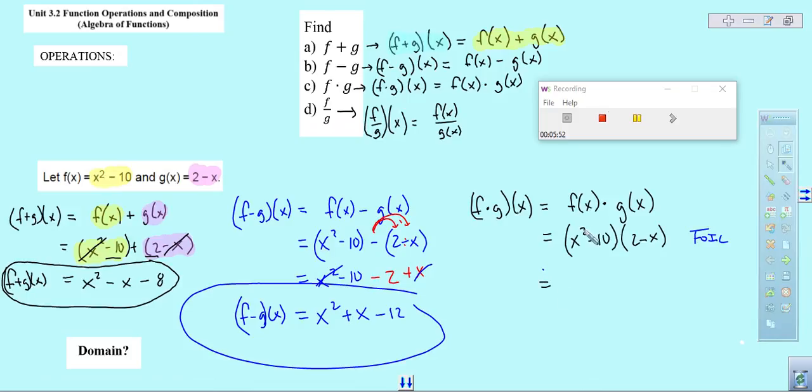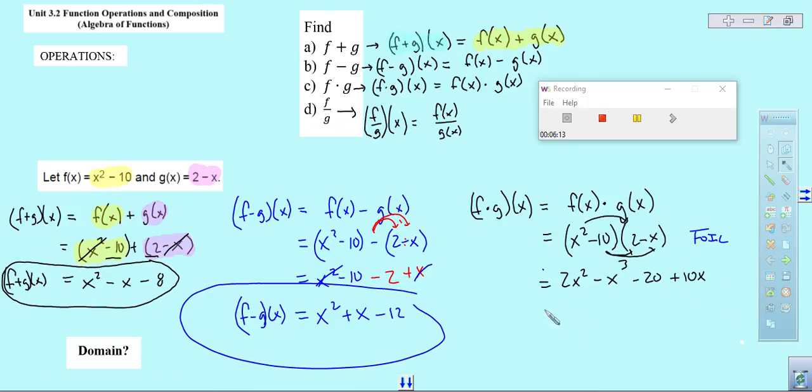So x squared times 2, that would be 2x squared. X squared times negative x would be negative x cubed. Negative 10 times positive 2 would be negative 20. And negative 10 times negative x would be positive 10x.